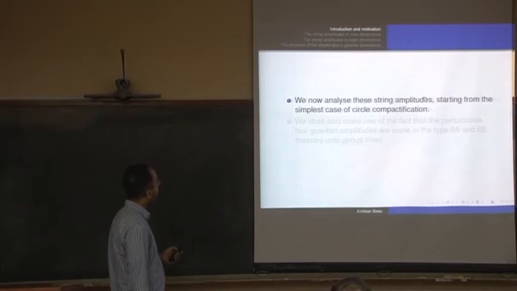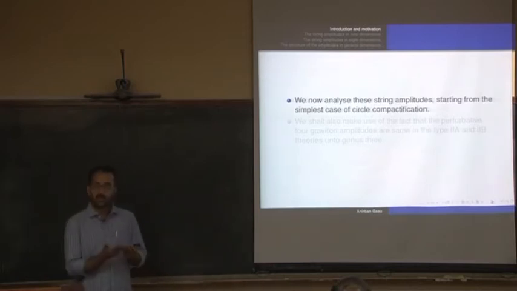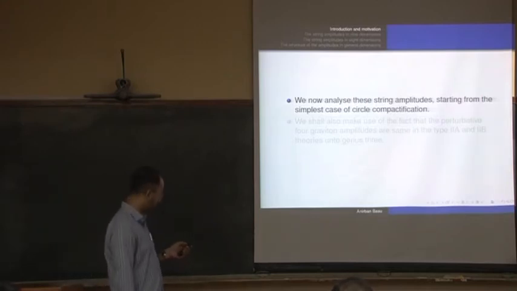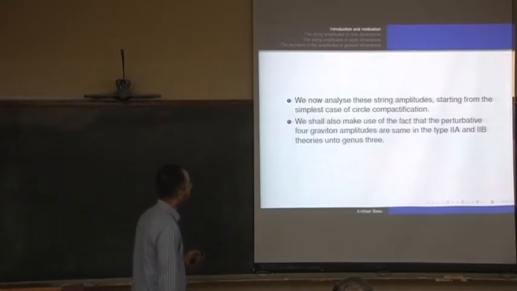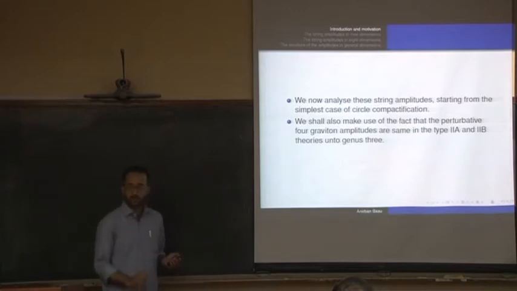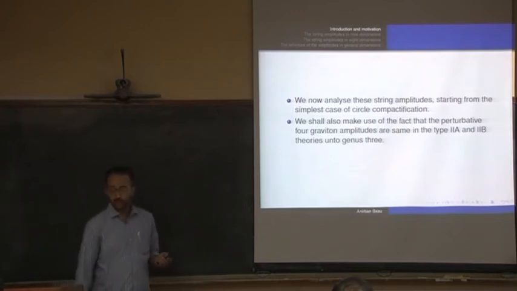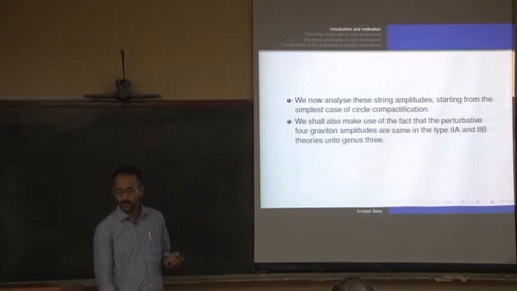We now analyze this string amplitude starting from the simplest case of circle compactification. The flat space 10-dimensional case is the simplest, and then we start with circle compactification and go on to lower dimensions. I shall make use of one fact, a result due to Berkovits, that the perturbative four graviton amplitudes up to genus 3 are the same in type IIA and type IIB. It's not a statement of T-duality, but an independent statement. Is this true only for torus compactifications? With maximal supersymmetry, so only for the BPS ones, up to D squared R^6. It doesn't hold for D^8 R^4.